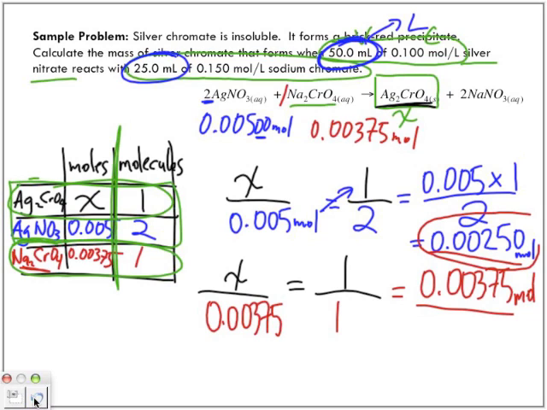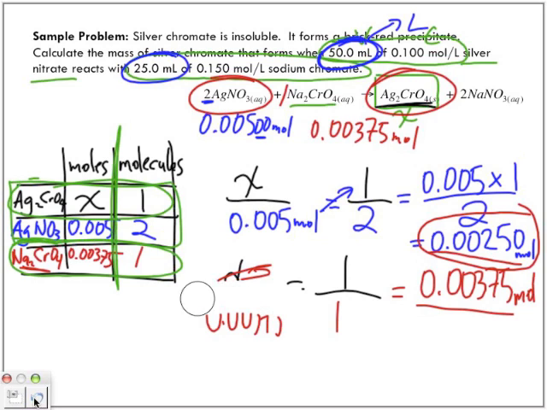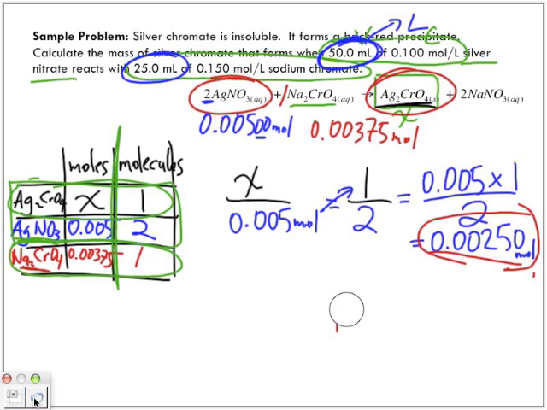So this is our lower number of moles that we can calculate, and that was achieved from the silver nitrate. So we're going to use that information, because we're going to create 0.00250 moles of silver chromate. Using that information with the molar mass, we can find our actual answer.